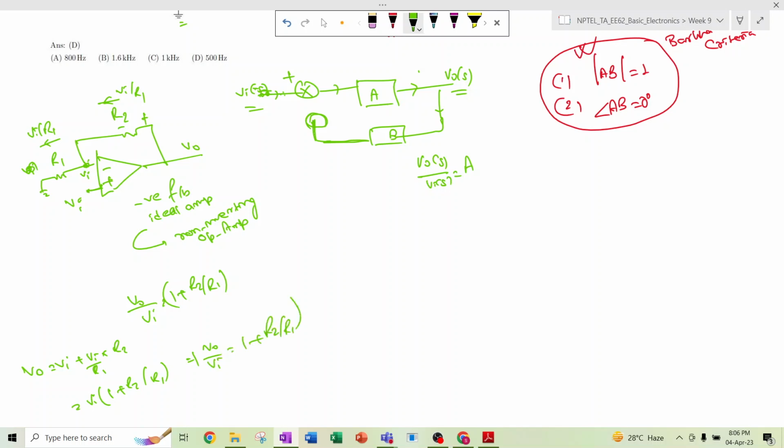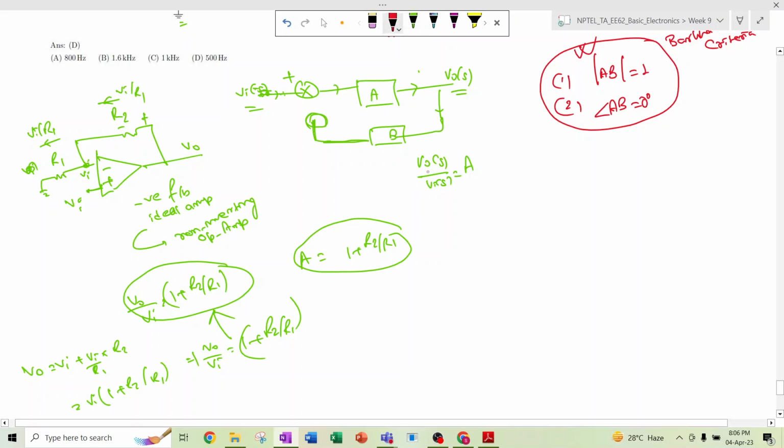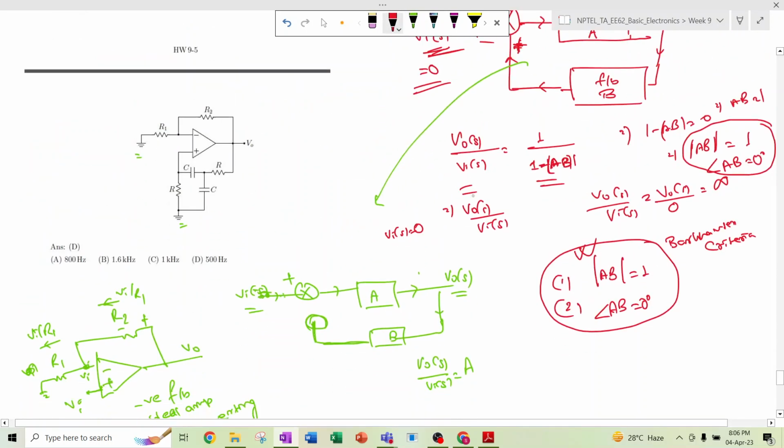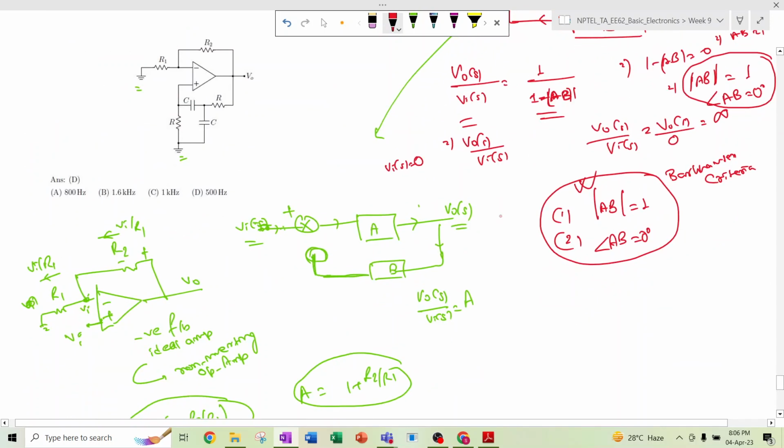This is a non-inverting amplifier. We have already discussed this. So this is the A. A is basically 1 plus R2 divided by R1. Remember this. Now we need to find out what is the value of B. From this, how can we find out the value of B?